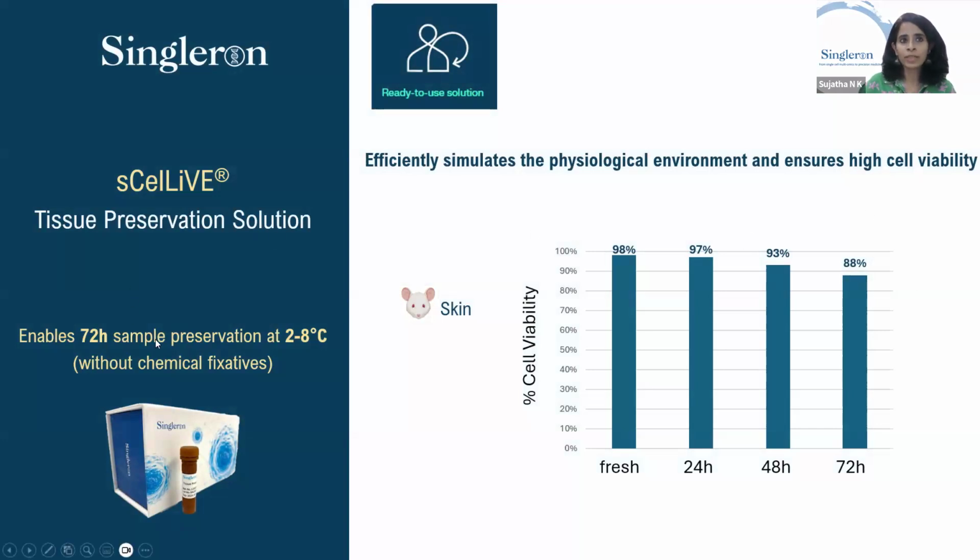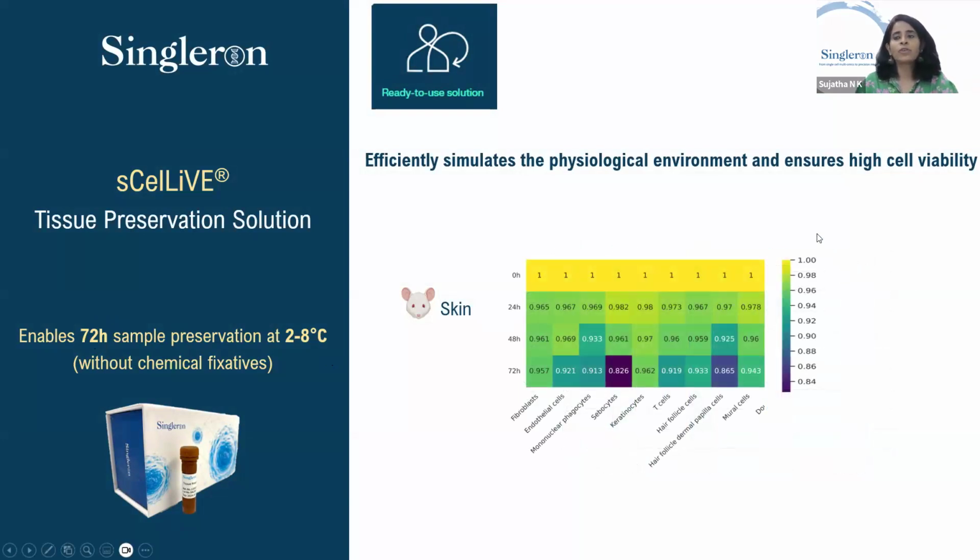Our product is able to keep high viability in your sample for up to 72 hours at 2 to 8 degrees. So you get about 2 to 3 days to actually transport or store your sample. And this is some data that we show where you can tell the viability is maintained even after 72 hours. Of course, along with viability, our product also helps maintain the cell composition and the gene expression. So this is data to show that that is not impacted by storing your sample in our preservation solution.